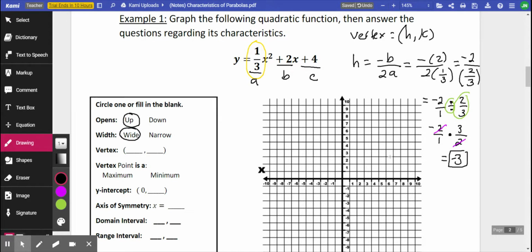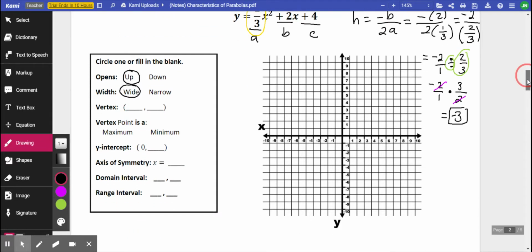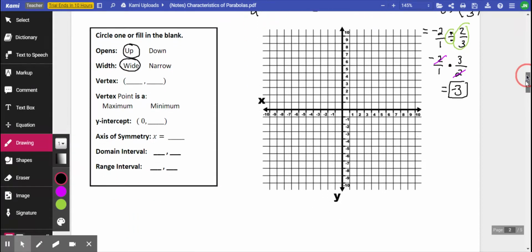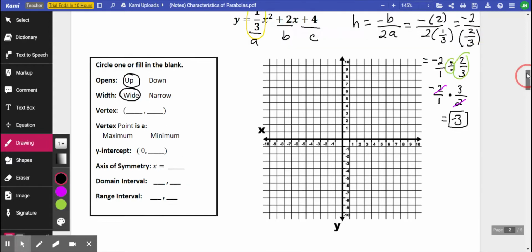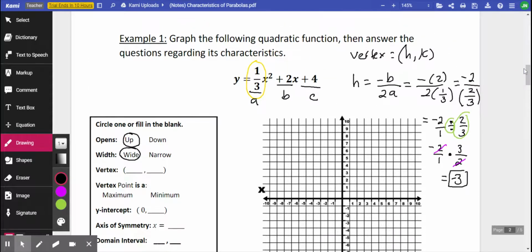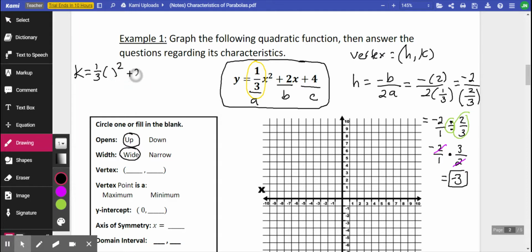Okay, anyways, so k. How do we find the k in the vertex? All we have to do is plug in that value of -3 to figure out the value of k. So into our original equation, of course. So let's find some space to do so. I'm going to go ahead and just do it on the left-hand side here because there's a lot more space. Notice that my equation is 1 over 3x squared plus 2x plus 4, right?